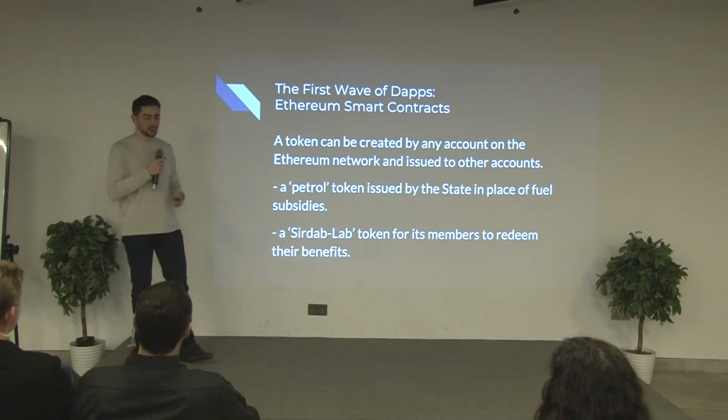Another type of token could be a Sirdab Lab token for members, where there are certain benefits to being a member. Instead of having a ledger where Zainab might have to go and look up, oh, is the room available for you or not, or have you used all of your coffees for the month or whatever, you could just issue tokens and automatically spend them when you want your benefits, and it's all kept track of on the blockchain automatically, and nobody has to do extra bookkeeping.